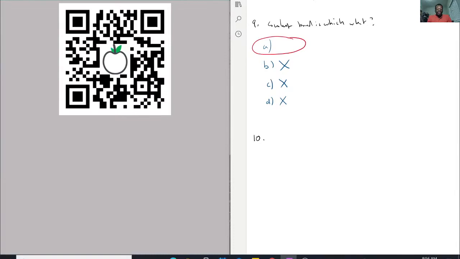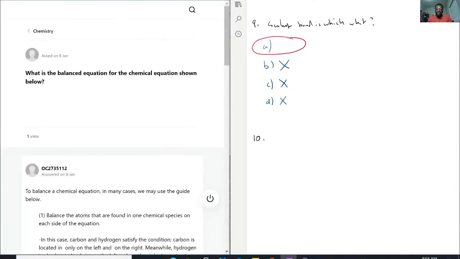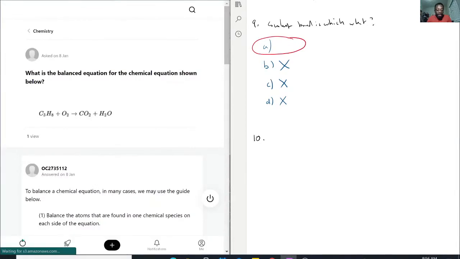We have question 10. What is a balanced equation for the chemical equation shown below? So this looks almost like a combustion equation, because we have a hydrocarbon reacting with oxygen to form carbon dioxide and water. So C3H8 plus O2 turns into CO2 plus H2O.